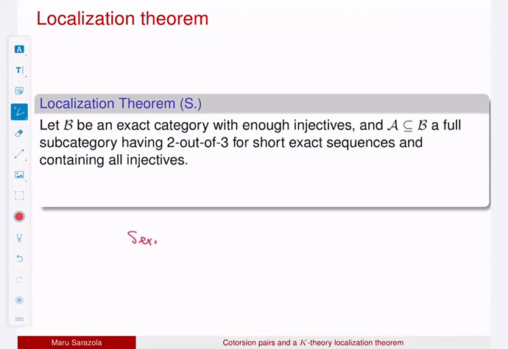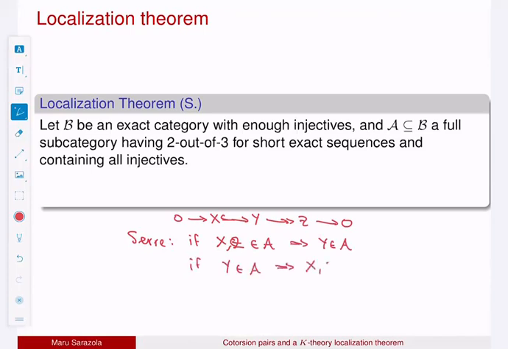So remember, the Serre condition was whenever we have a short exact sequence, we said if X and Z are in A, then Y is in A. And we said if Y is in A, then both X and Z are in A. So we're saying it's closed by extensions, but also it needs to have any subobject and any quotient of an object in A. Now we're relaxing that with this 2 out of 3 property for short exact sequences.